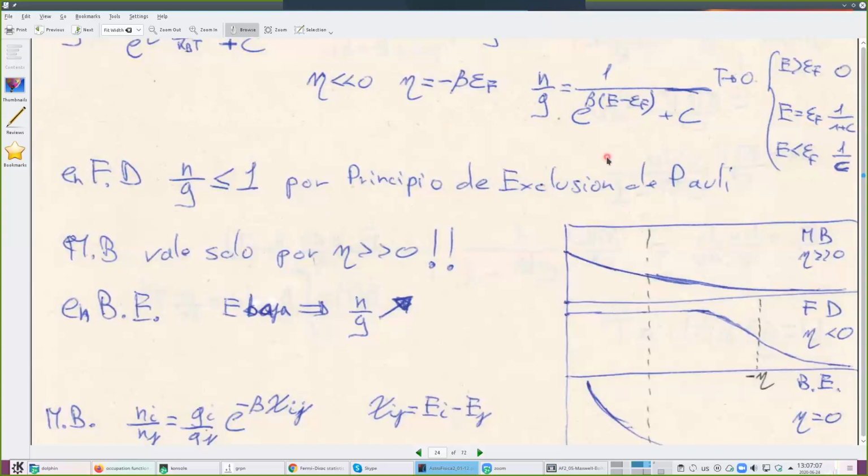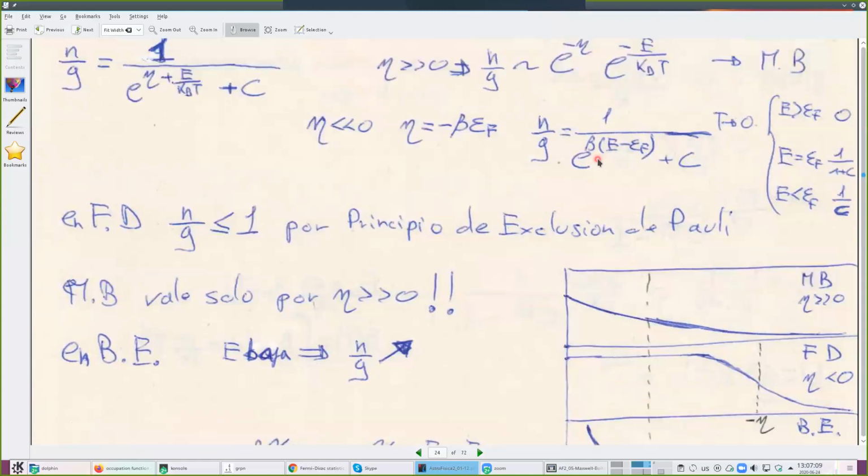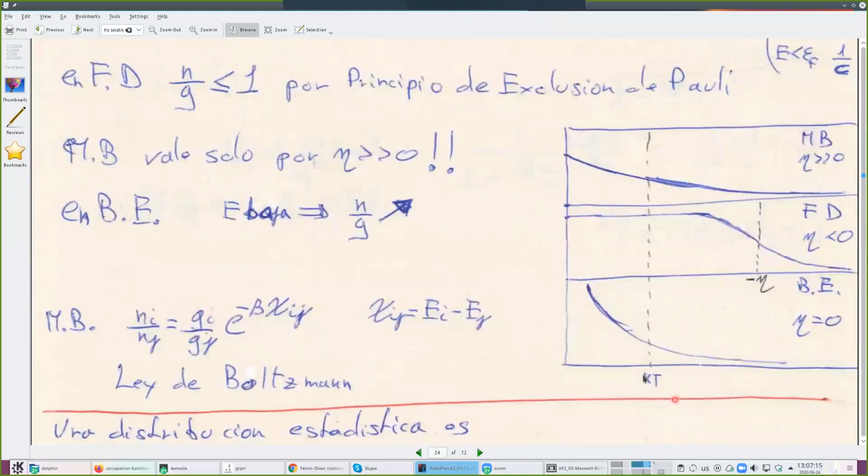In this case, there is just the energy, so it increases like 1 divided by the energy. And Fermi-Dirac has this different behavior. The levels start to fill up to the energy value.